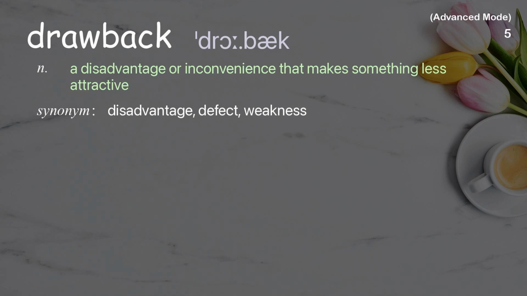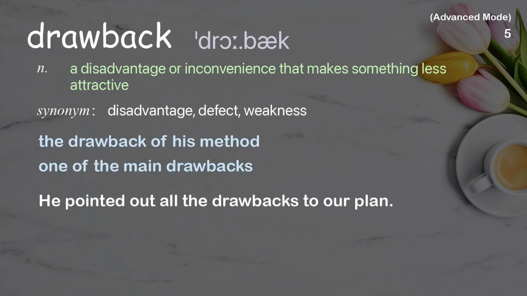Drawback. A disadvantage or inconvenience that makes something less attractive. Examples: The drawback of his method. One of the main drawbacks. He pointed out all the drawbacks to our plan.